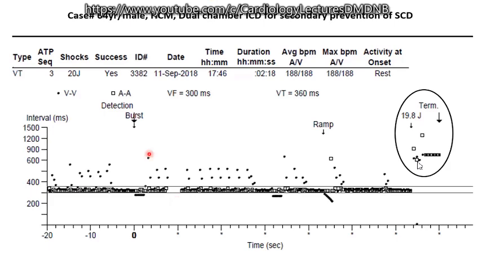Let's walk through this. If you see, these boxes are A, these rounds are V, and this is the cycle length of VT, 360 milliseconds. And if you see, the boxes are much faster than the round ones. That means A is much more than V. When A is much more than V, it means it's a supraventricular tachycardia, which the device has misdiagnosed as VT, although after the shock it has been reverted. So it's an atrial tachycardia which has been reverted after shock. So am I happy with this? The device has given a shock and the tachycardia has been reverted.